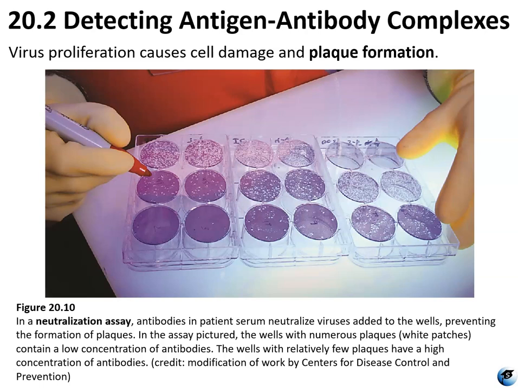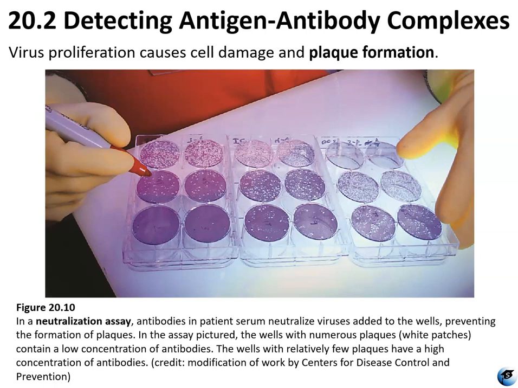Okay, so figure 20.10, the caption here says, in a neutralization assay, antibodies in patient serum neutralize the viruses that are added to the wells, preventing the formation of plaques. In the assay in the picture here, the wells with numerous plaques contain a low concentration of antibodies. The wells with relatively few plaques have a high concentration of antibodies.